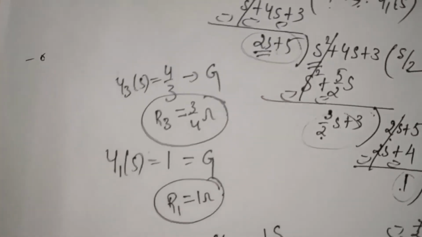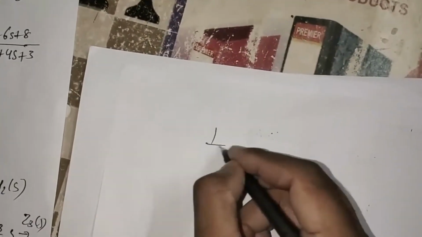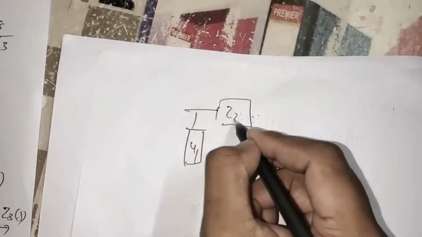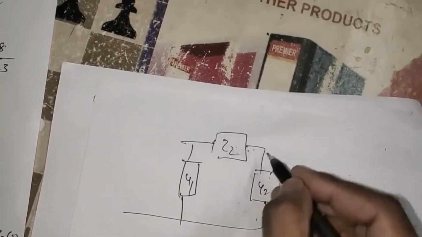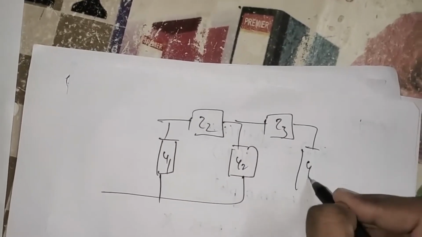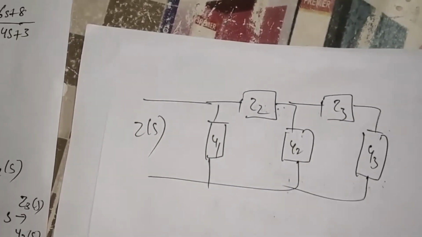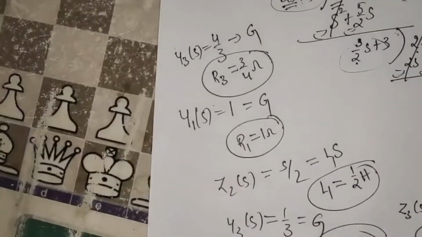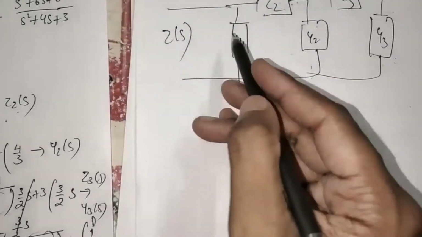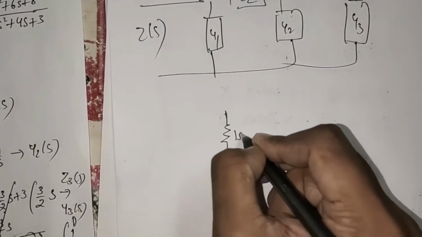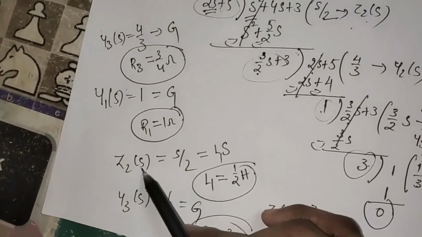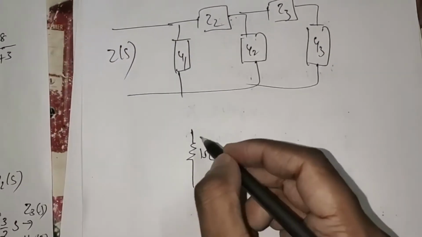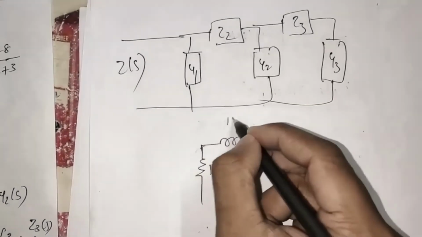So the ladder function, as you know, general representation is y1, z2, y2, z3 and y3. So instead of y1, I have got a resistor R1. So instead of y1, I got a resistor R1 of value 1 ohms. Instead of Z2, I have got an inductor 1 by 2 henries. So instead of Z2, got an inductor of 1 by 2 henry.